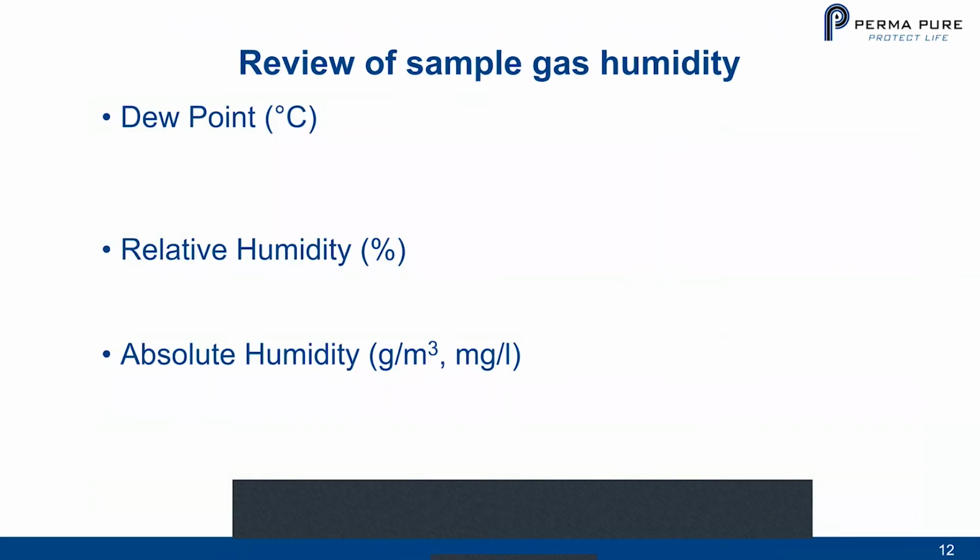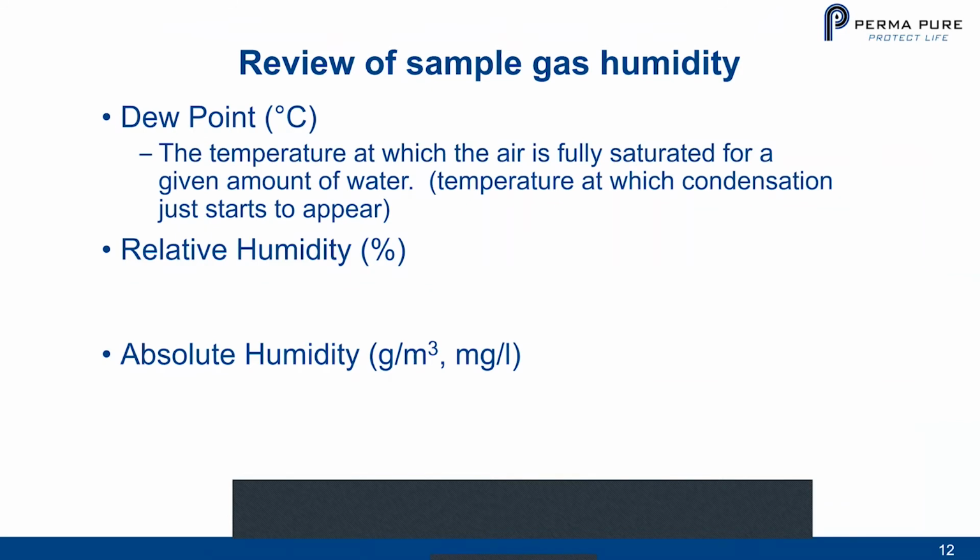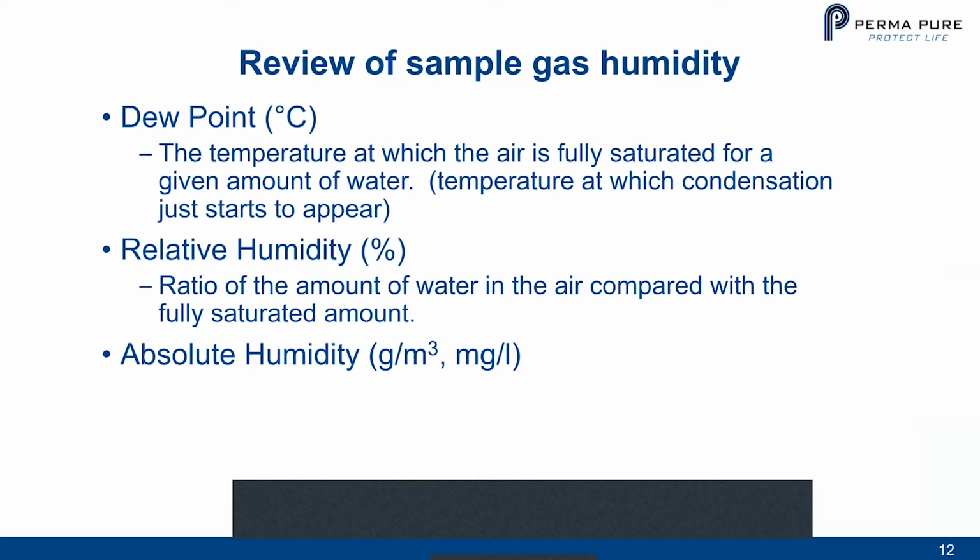So let's look at a review of sample gas humidity. The dew point is the temperature at which the air is fully saturated for a given amount of water, or the temperature at which condensation just starts to appear. Relative humidity is the ratio of the amount of water in the air compared with the fully saturated amount. And the absolute humidity is the absolute amount of water given in a volume of air. And as I've mentioned before, if we are using the atmospheric pressure as a baseline, then the absolute humidity and the dew point are directly related.